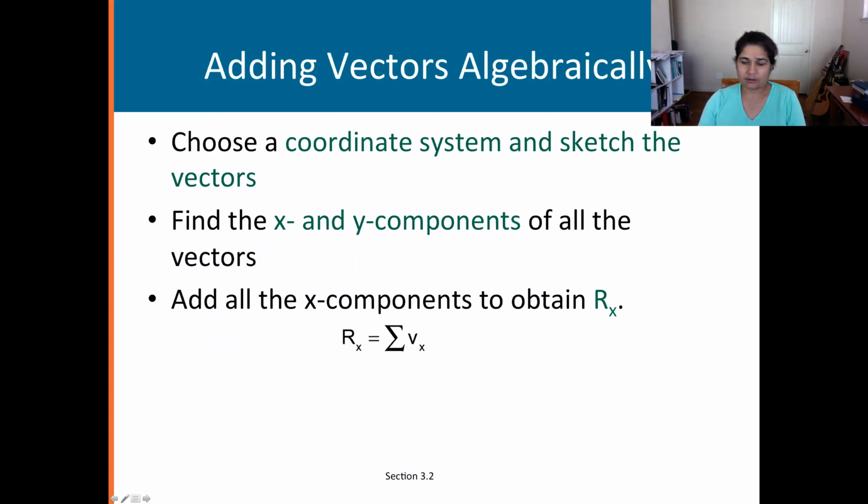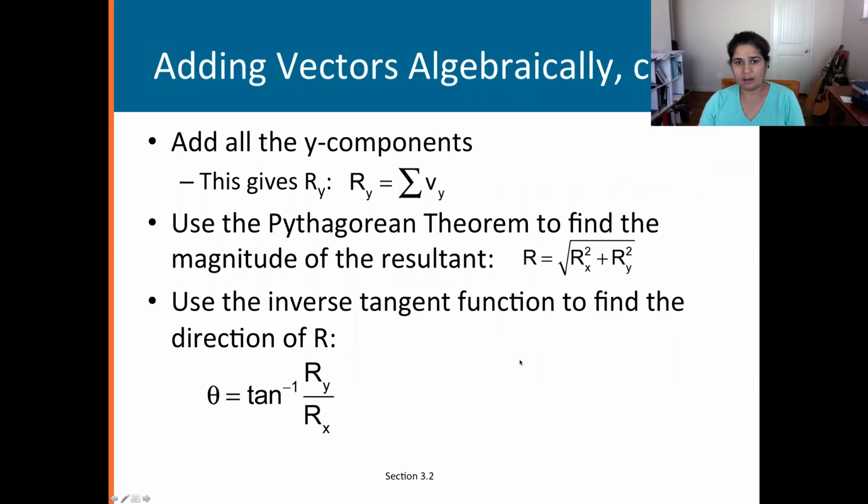the x component of the vector R is represented by vector R with a subscript x. This means the x component of the vector R, okay? And that's the sum of all the vectors in the x direction. Similarly, the y component of the resultant vector is going to be the sum of the y components of all the vectors. Okay?